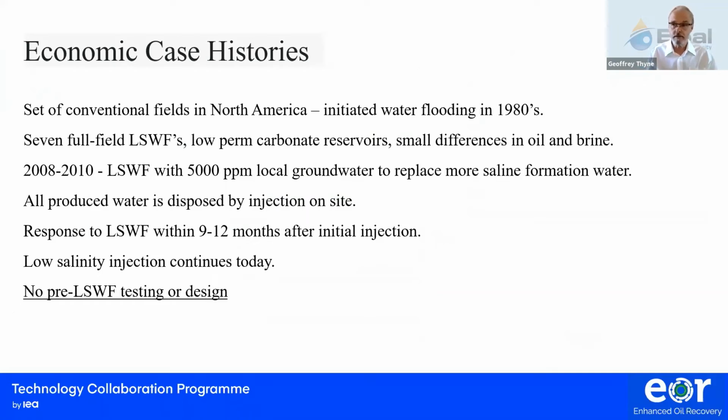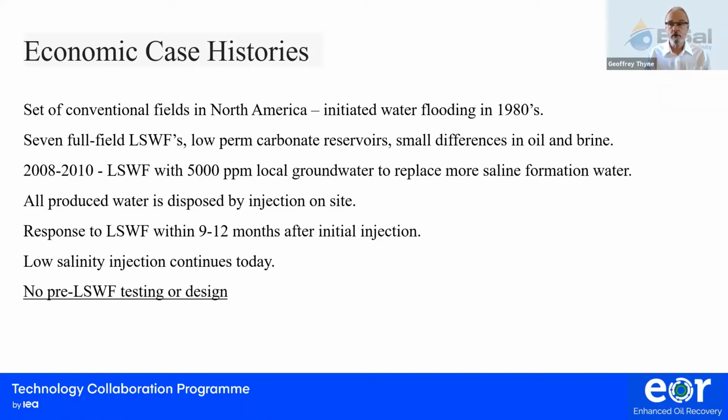But let's get to the good stuff. So how well does it really work? What's the real advantages? How much money can you make? So we went and found a set of case histories. This is a set of conventional fields in North America. They initiated normal water flooding, reinjection of produced water in the 1980s. And then in around 2010, a decision was made on the corporate level, we're going low sal across the whole field. No preparation, no laboratory tests, no screening, none of that. They were convinced that this was going to work, they were going to do it, and they did it. And they did it in 7 fields.